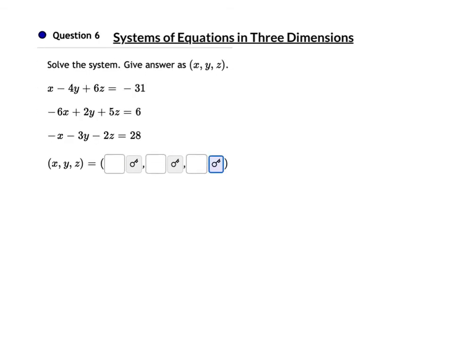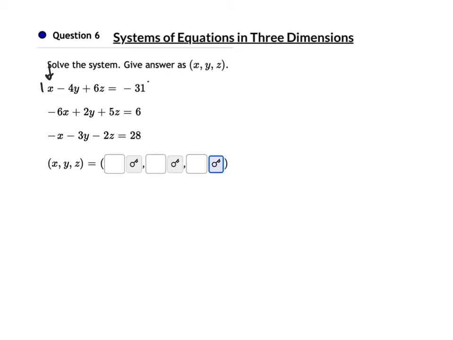Here's another system of equations with 3 variables. Look at your variables and decide which ones would be the easiest. The x's actually look pretty nice. I've got 1, negative 6, and negative 1. That's not bad. The common multiple is negative 6. 4, 2, and 3 for y. The common multiple is 12. 6, 5, and 2. The common multiple is 30. I'm going to use the x's.